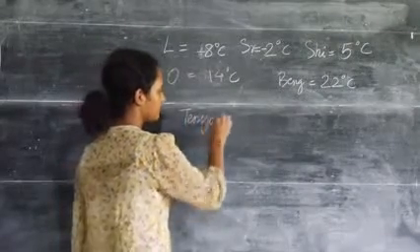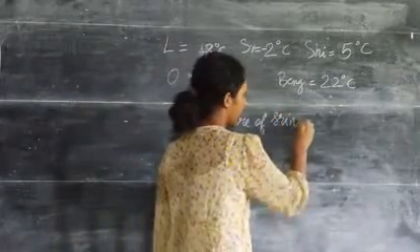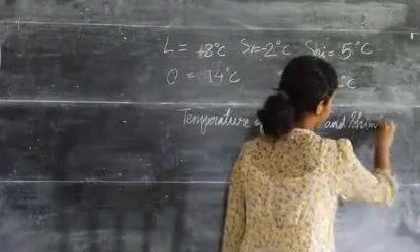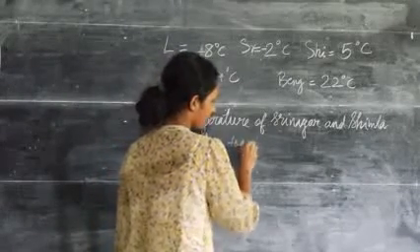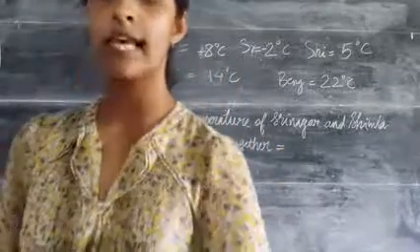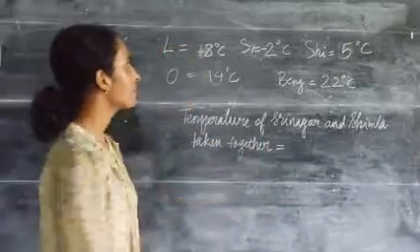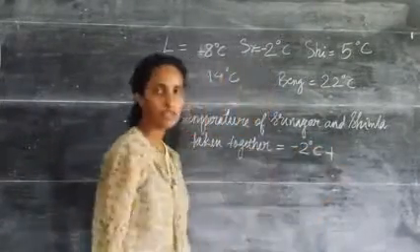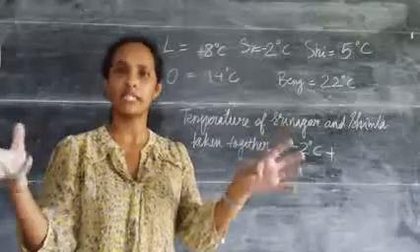Look, temperature of Srinagar and Shimla taken together. What is the temperature of Srinagar and Shimla taken together? What does taken together mean? Taken together means to add, right? To bring together means to add, right? So what is the temperature of Srinagar and Shimla? Srinagar is 2 degrees Celsius plus. Why plus? Because we are taking them together, right? So if I have one sweet in this hand and 2 sweets in this hand, and if I want to take them together, what do I do?